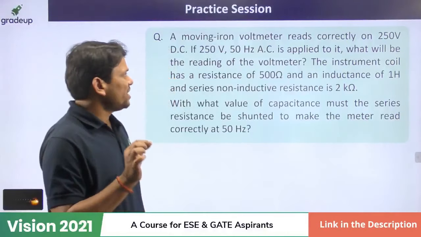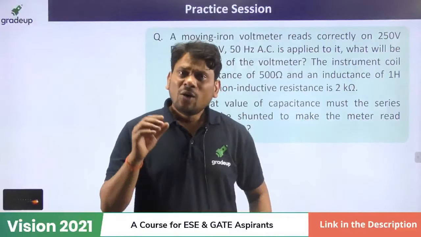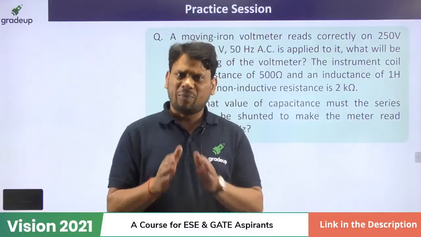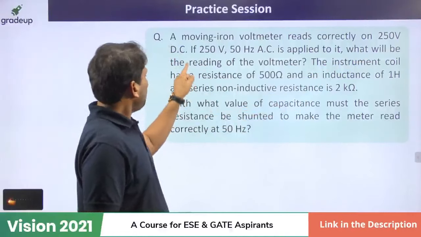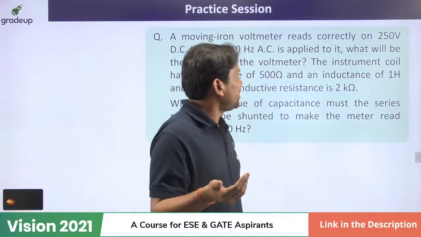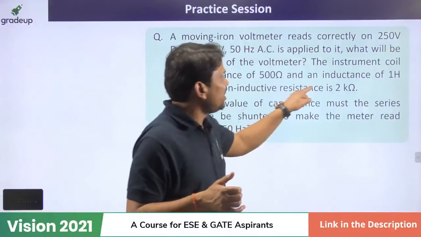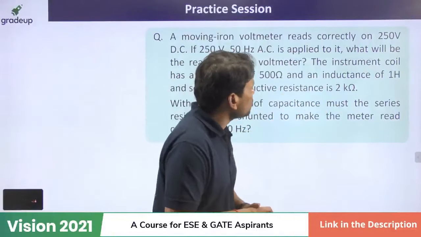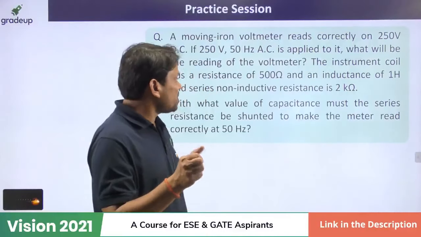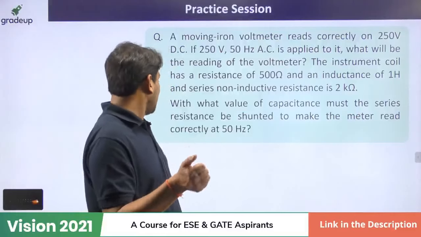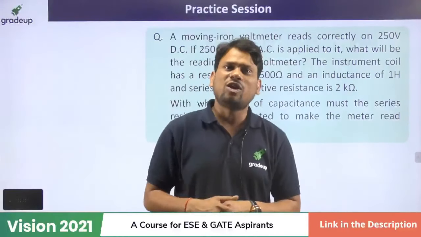A moving iron voltmeter reads correctly on 250 volt DC. So here the problem tells you about one moving iron instrument, and that moving iron instrument provides very low error when it reads a DC value of 250 volt almost. Now if 50 hertz AC is applied to it, what will be the reading of the voltmeter? The instrument coil has 1 Henry inductance, and the non-inductive series resistance is 2 kilo ohm. All those things are mentioned here. And also, with what value of capacitance must the series resistance be shunted to make the meter read correctly at 50 hertz? This is also one more question. So read the question correctly and try to solve it and tell me the final answer.